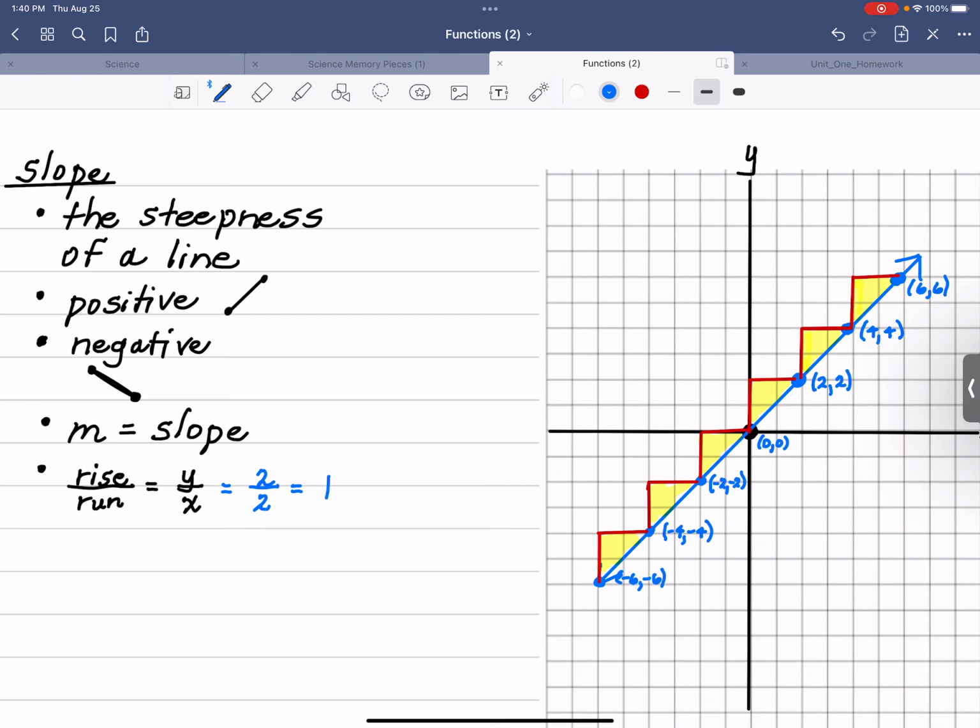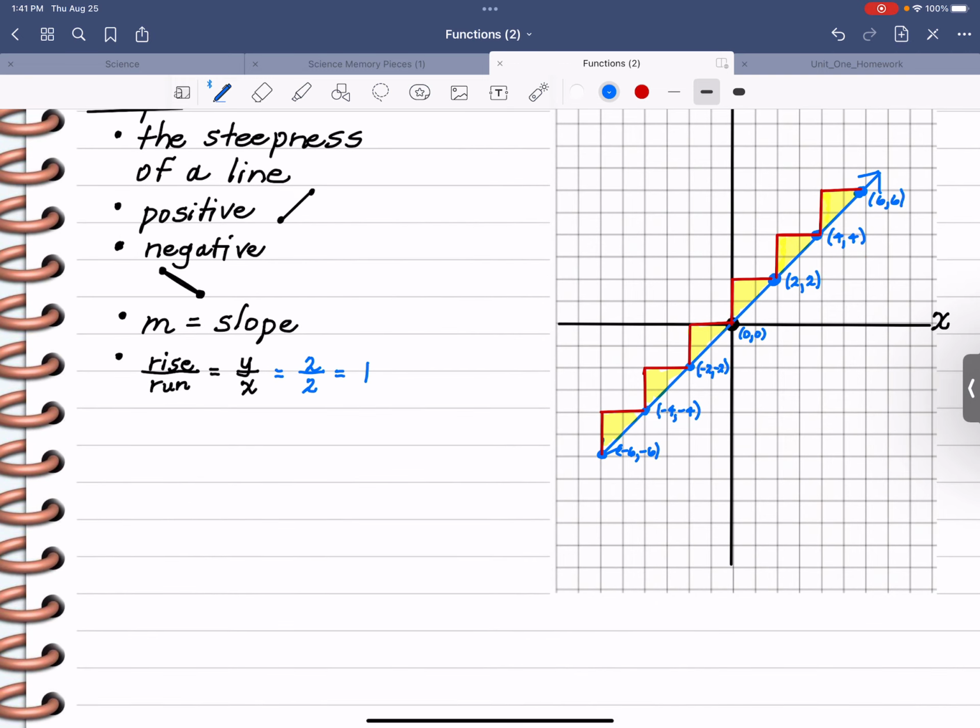Now sometimes slope will be in fraction form. Sometimes it will be in whole number form. You can have decimals. Slope can be 1.6 or 1.5 or 3/5 or whatever. It can be any number. It doesn't have to be an integer. But slope is always the ratio of rise over run. So if you're going up 2 and over 2, it's 2 to 2. Or that reduces down to 1.